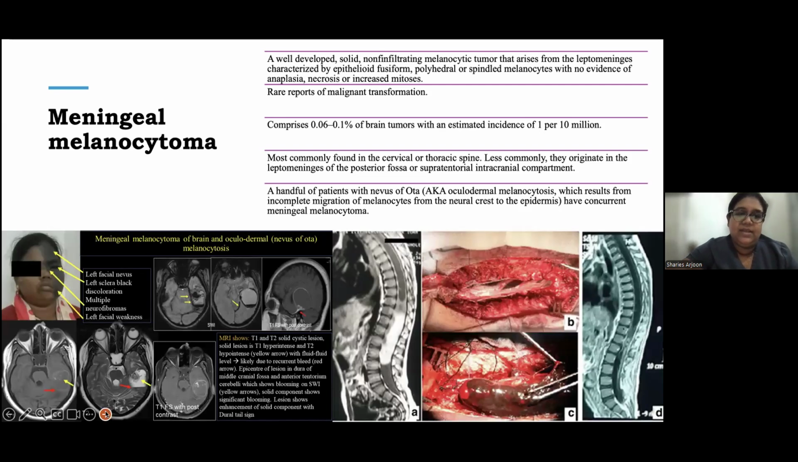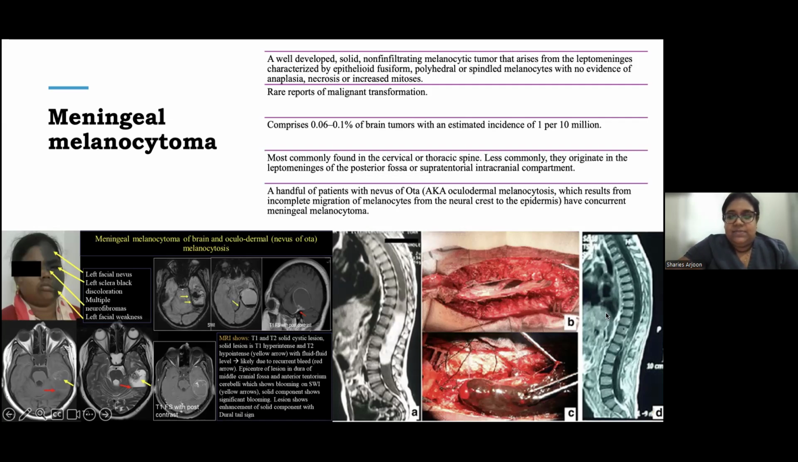For meningeal melanocytomas, these are well-circumscribed, solid, non-infiltrating melanocytic tumors that arise from the leptomeninges, and they are characterized by epithelioid, fusiform, polyhedral or spindled melanocytes with no evidence of anaplasia, necrosis, or increased mitosis. There are rare reports of malignant transformation. They comprise 0.06 to 0.1% of brain tumors with an estimated incidence of 1 per 10 million. Most commonly, they are found in the cervical or thoracic spine, and less commonly, they originate in the leptomeninges in the posterior fossa or supratentorial intracranial compartment.